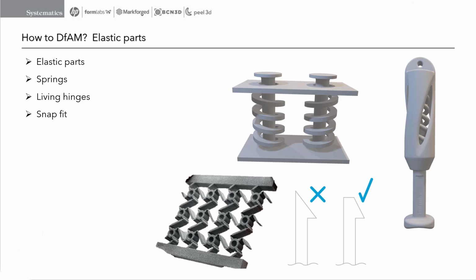Snap-fit connections are a particularly good design method for AM because they can be integrated as part of the part and increase overall part performance, eliminating the need for additional fasteners or adhesive. This can help to simplify the manufacturing process, reduce the number of components needed, and improve the overall quality and reliability of the finished part.